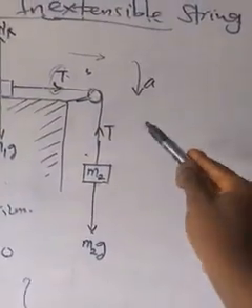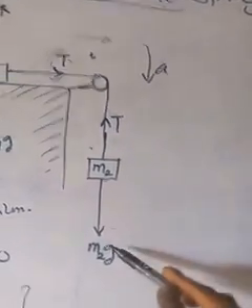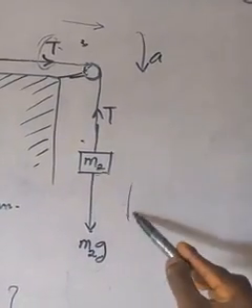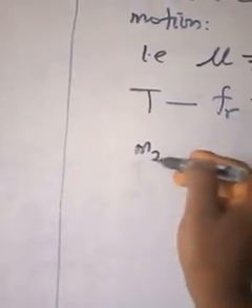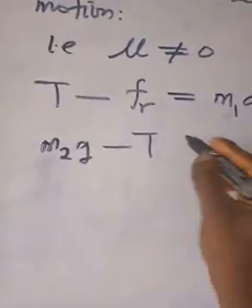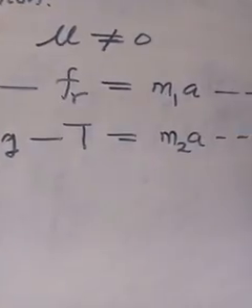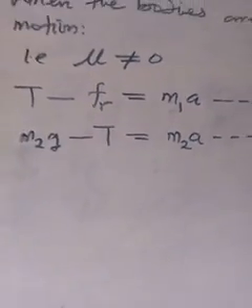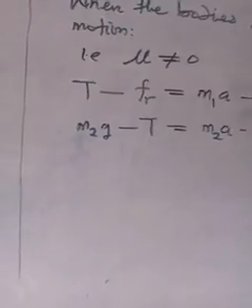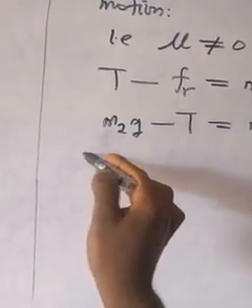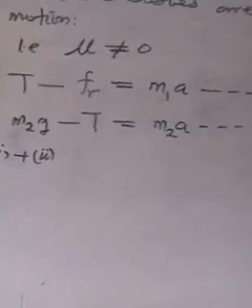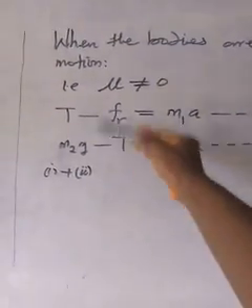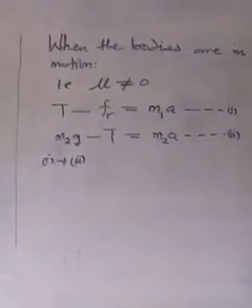Considering the mass m2, the weight of the body is vertically downward and the direction of motion is downward, which means this weight is greater than this tension. We now have m2g minus the tension is equal to m2a. This is equation 2. Now, solving equations 1 and 2 simultaneously, we can add equation 1 plus equation 2. If you sum the two equations together, we see that the tension will cancel each other.